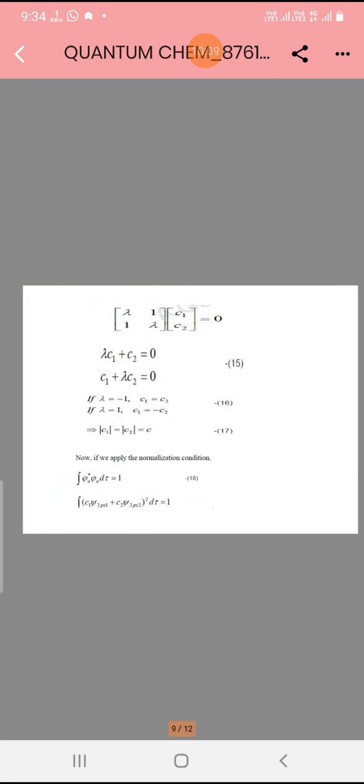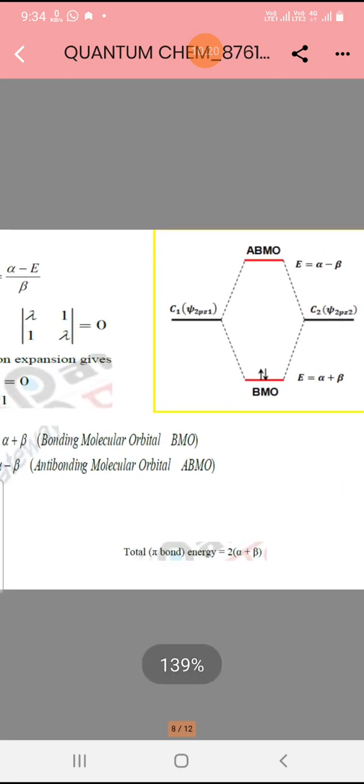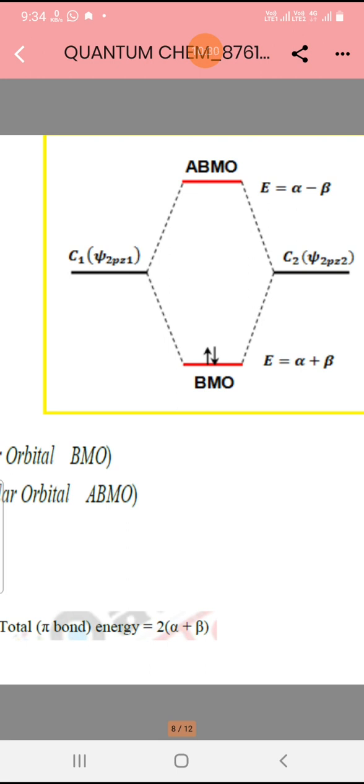Then first we calculate the energy of the bonding molecular orbital and the energy of the antibonding molecular orbital, and the total pi electron energy of the ethylene system, that is, 2 electrons accumulated in the bonding molecular orbital. So the corresponding energy of this bonding molecular orbital is E equal to alpha plus beta. Multiplying with 2 pi electrons, we get the total pi electron energy 2 alpha plus 2 beta. Then we calculate the wave functions of the bonding and antibonding molecular orbitals.